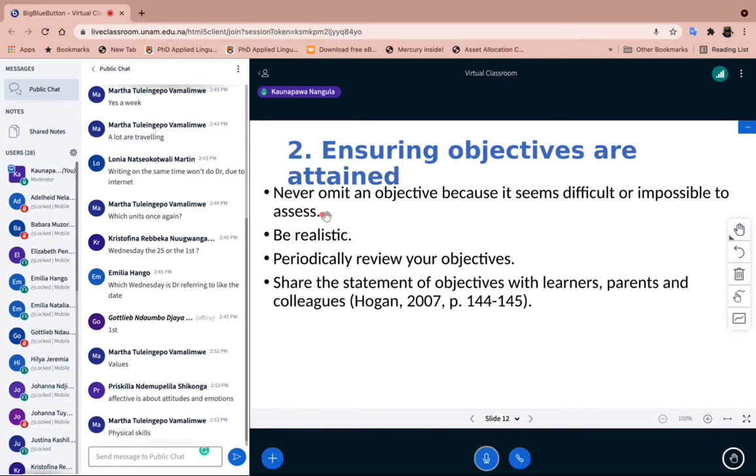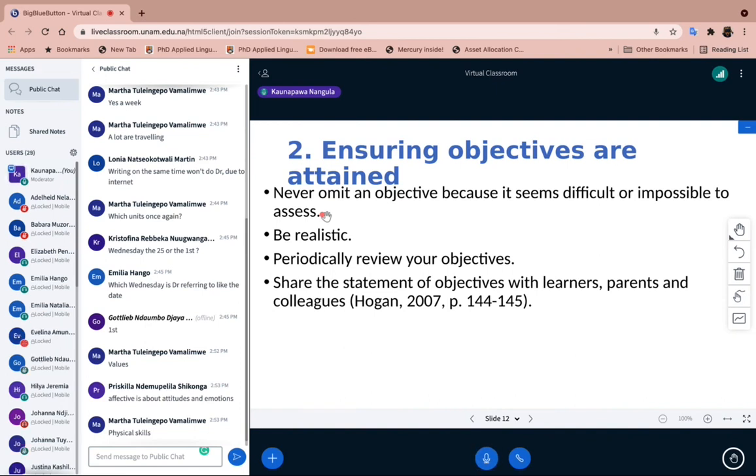Be realistic in them. If you know that you can't attain it, consult someone within your school if you are teaching the same subject with a number of teachers, or somebody outside your school. Your classmates, or even the subject advisor. I feel like you can contact them for help, all right? And periodically review your objectives, all right, if you have really attained them or not. So you have to go through that process of reviewing them, okay?